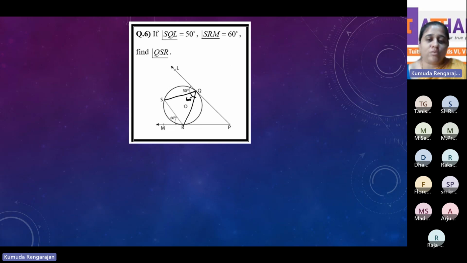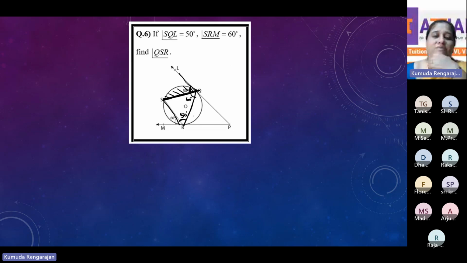In the same way, chord SQ, endpoints S and Q. Through the endpoint Q, tangent. You can see the angle between the chord SQ and the tangent, 50 degrees. This is the minor segment with respect to the chord SQ. This chord SQ subtends this angle in the alternate segment, the major segment. So if this is 50 degrees, this is 50 degrees.